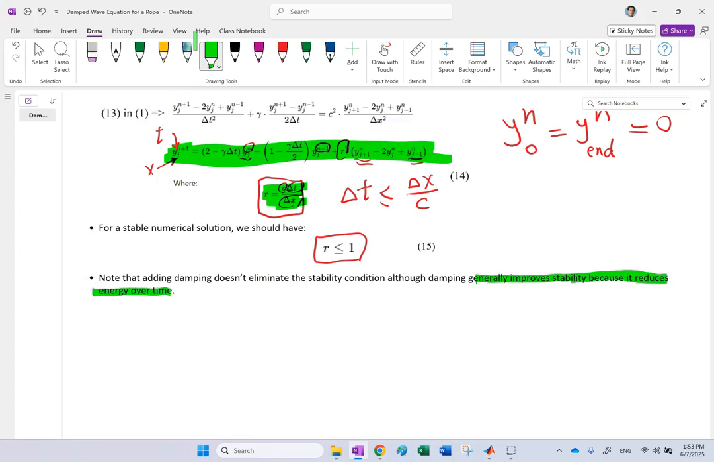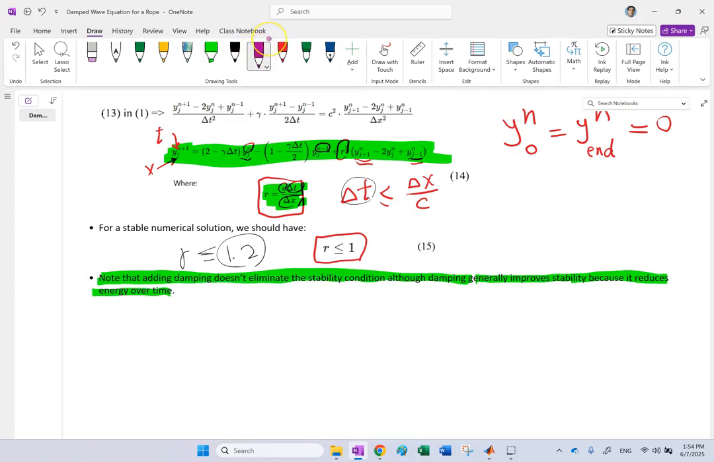Can we pick a smaller r in this case, or a bigger r or something? Would we change this condition? For instance, if I go with r of 1.2 or less than 1.2, if I increase this number, which means I take bigger time steps, would that still guarantee a stable solution? No, you don't want to do that. Here, adding that extra damping term does not allow you to take bigger time steps.